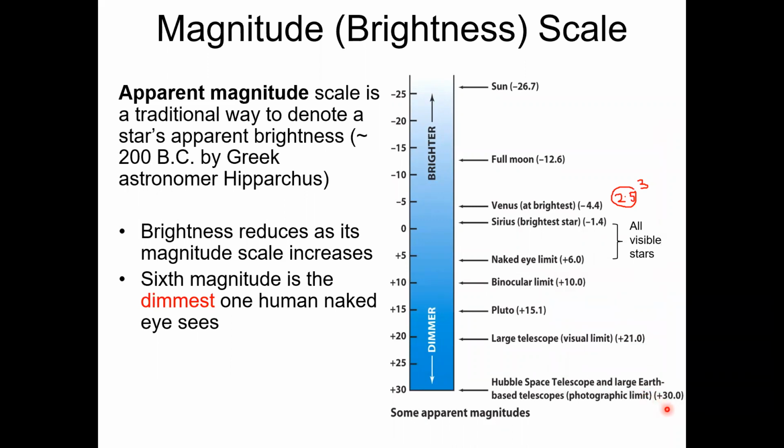So we have no idea what this plus 30 means. In order to get some idea what this plus 30 means, how far or how sharp the vision is of Hubble Space Telescope, one way to convince yourself is to design a small exercise. Let's say your binocular limit, naked eye limit is plus 6. 6 to 30 is 24 steps.